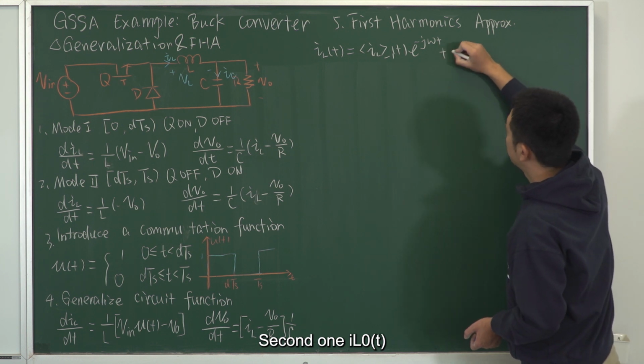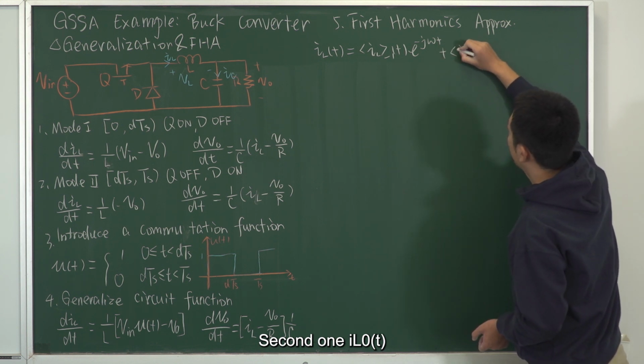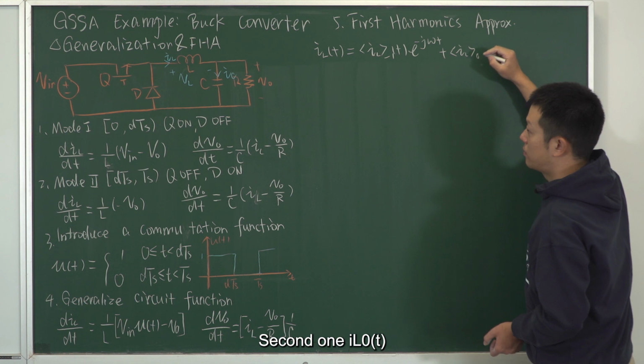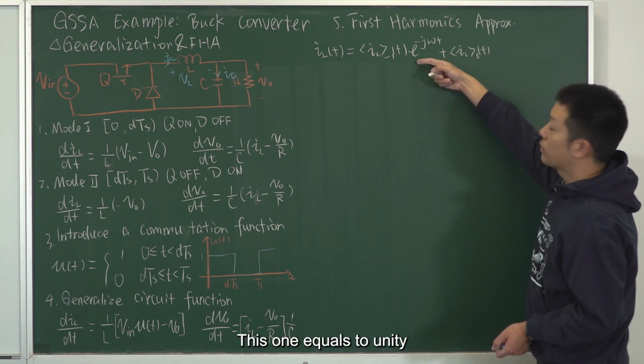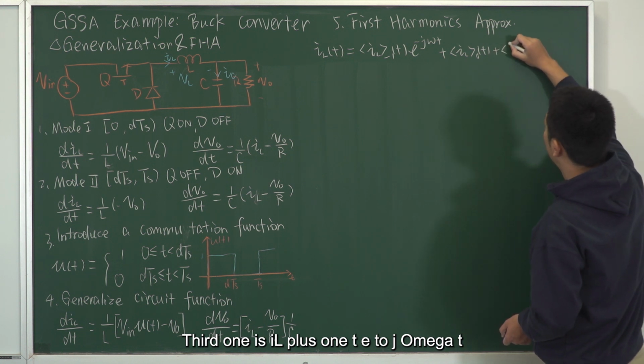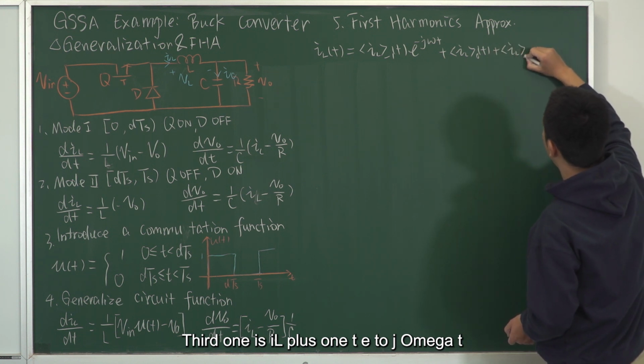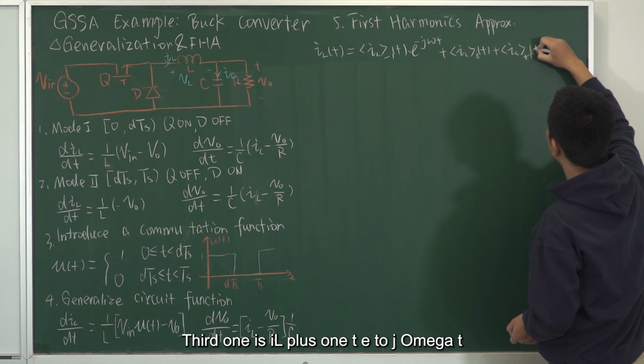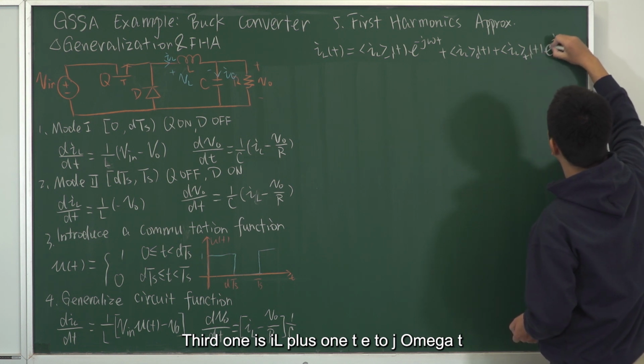And the second one, IL0 t. This one equals unity. The third one is IL plus 1 t e^(j omega t).